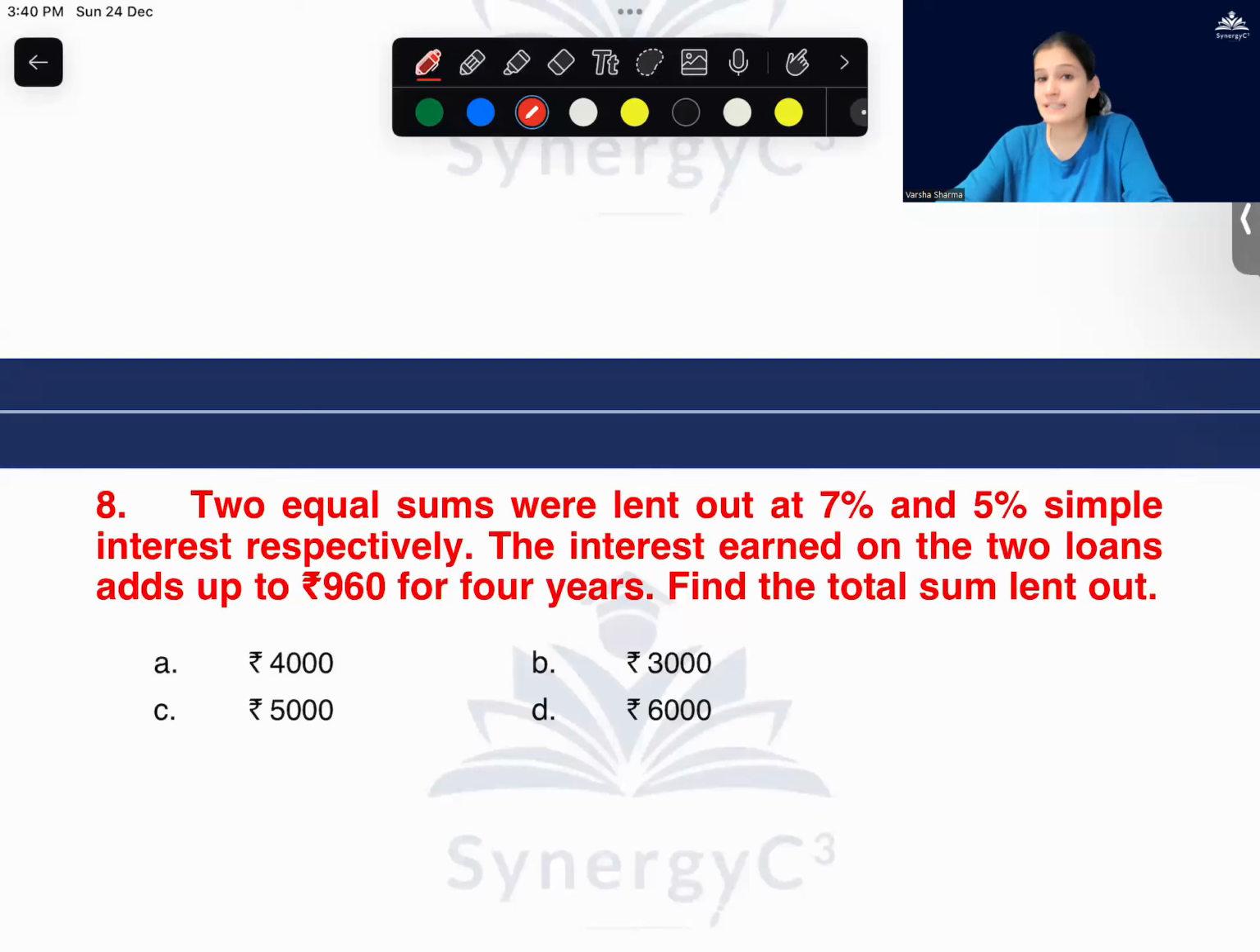Question is two equal sums were lent out. And here the total sum lent out is given. Go for trial and error. So if I take my first option 4,000, if it is invested equally in two different sections, that means how much am I investing? 2,000 and 2,000. So for the first 2,000, the interest rate is 7%. The time period is 4 years. Find out the interest. Then again for 2,000, find out the interest for 4 years at the interest rate 5%. If they're both adding up, it gets you 960, then 4,000 is your answer.